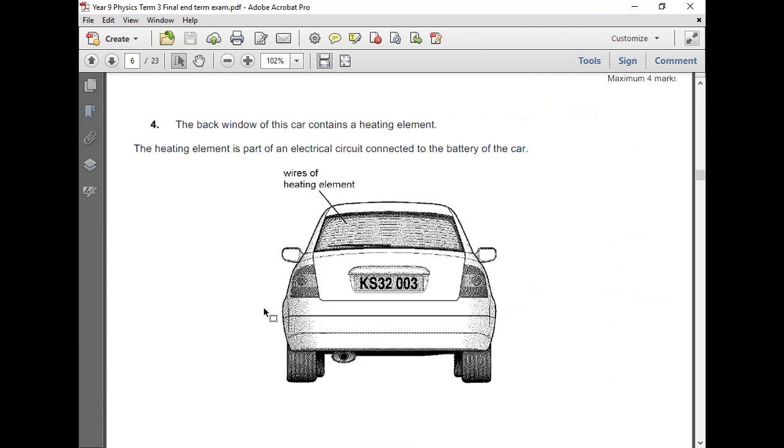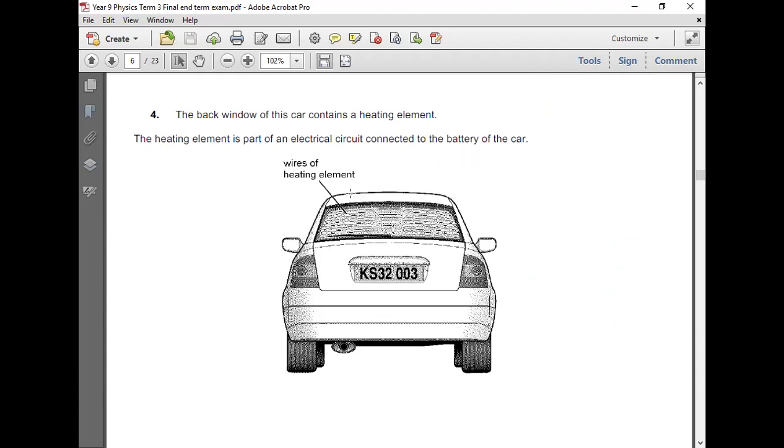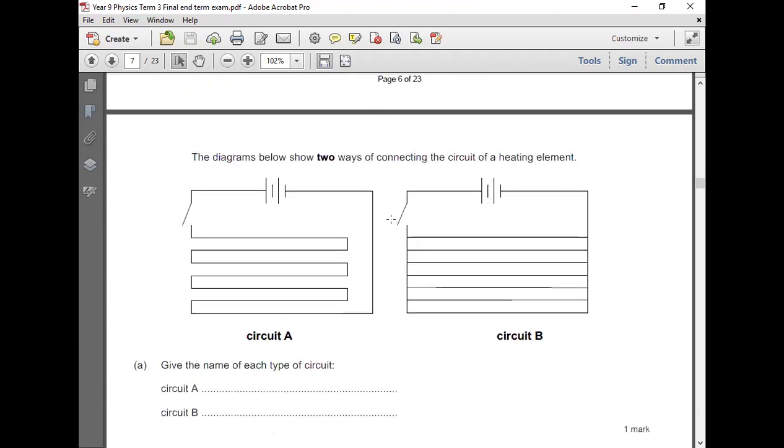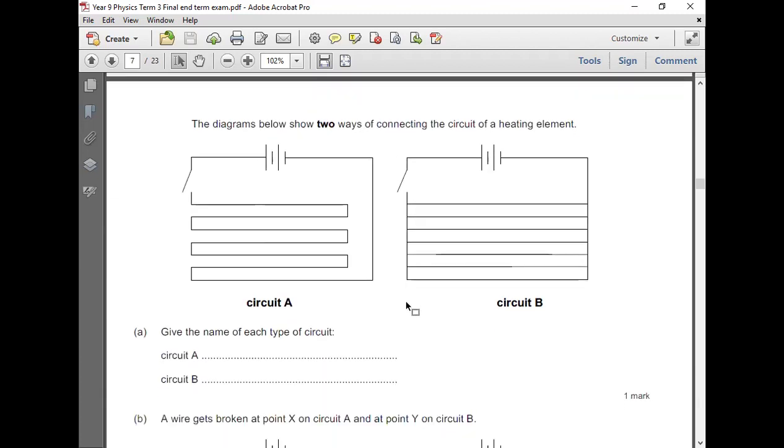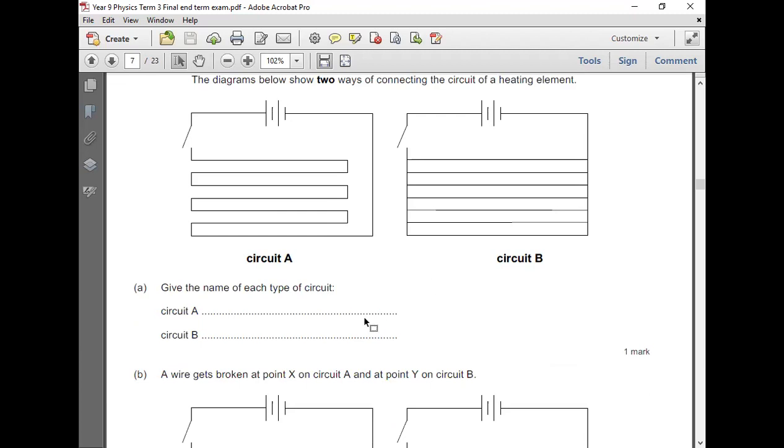Question 4. The back window of this car contains a heating element. The heating element is a part of an electrical circuit connecting to the battery of the car. So you can see the wires of the heating element. So it has two different circuits. So the question is, what's the name for these two circuits?